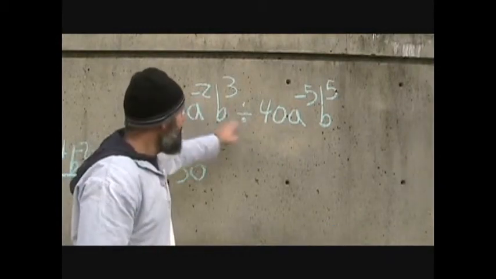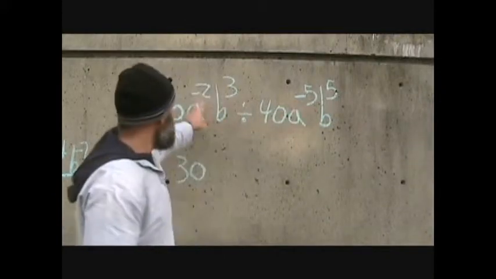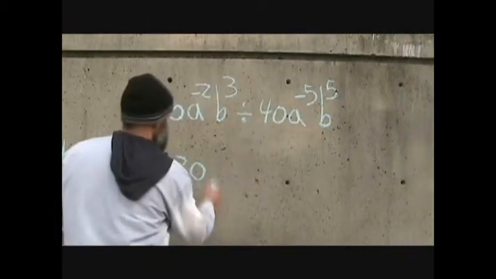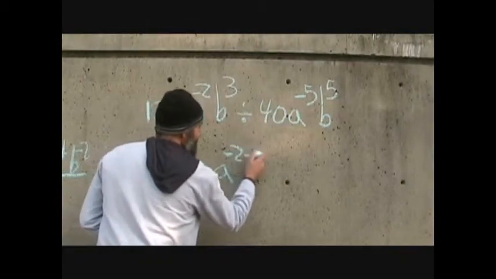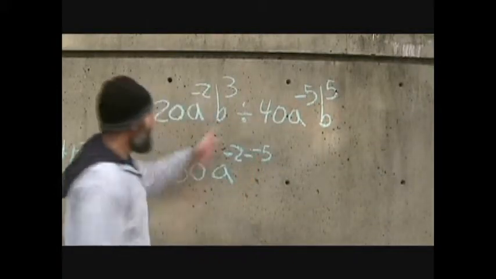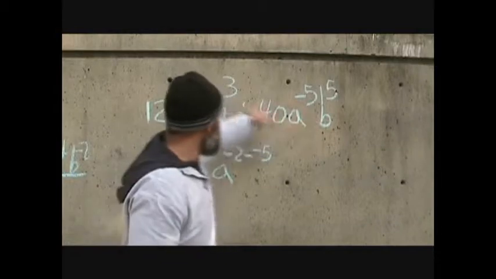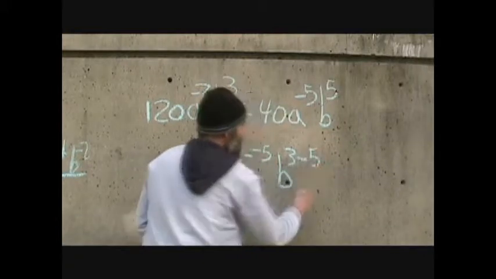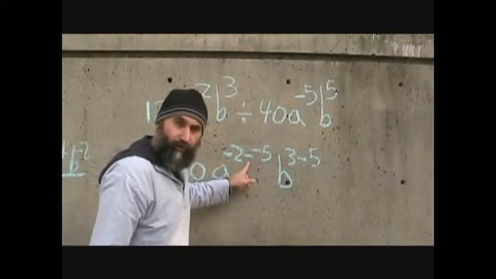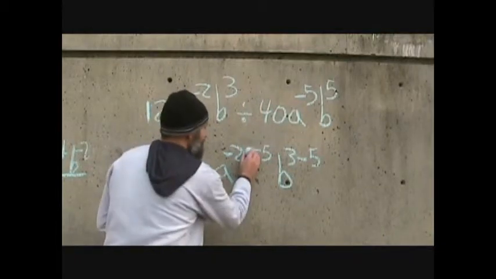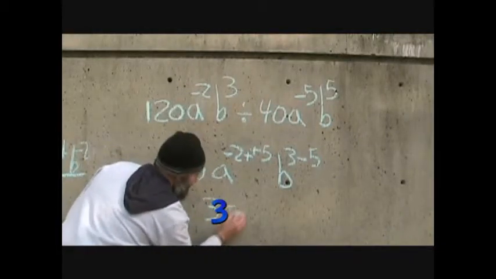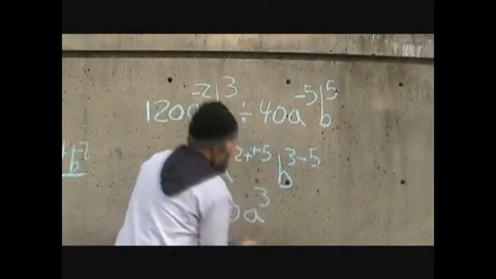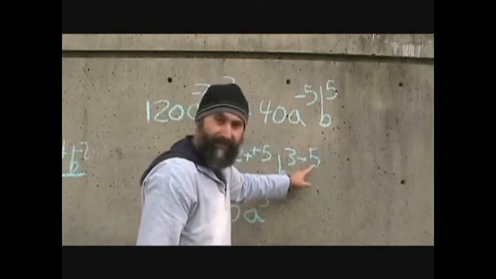A to the negative 2 divided by a to the negative 5, what you do with division, you subtract the exponents. So it becomes negative 2 minus negative 5. And you do the same thing with the b, because the bases are the same, so it becomes 3 minus 5. We talked about this before, and minus a negative becomes a plus. So this becomes 30 a to the power of negative 2 plus 5, which is 3, b to the power of 3 minus 5, which is negative 2.